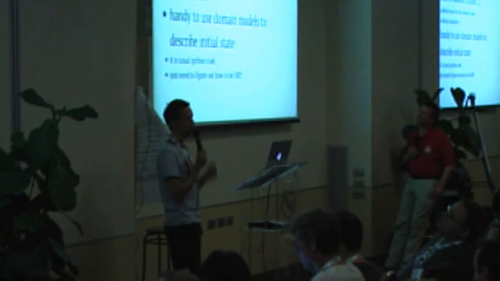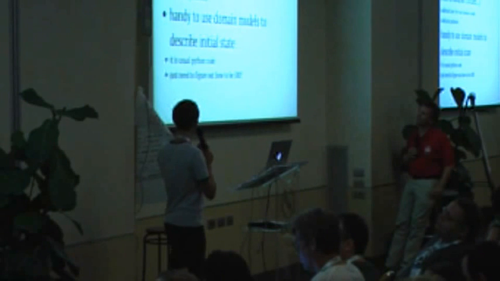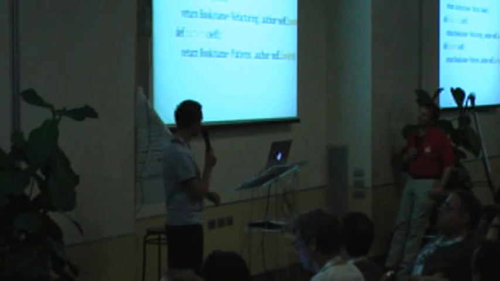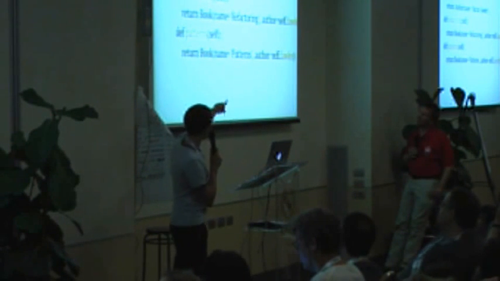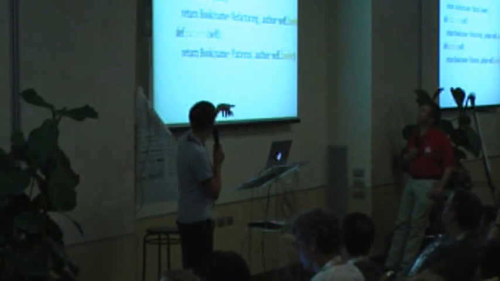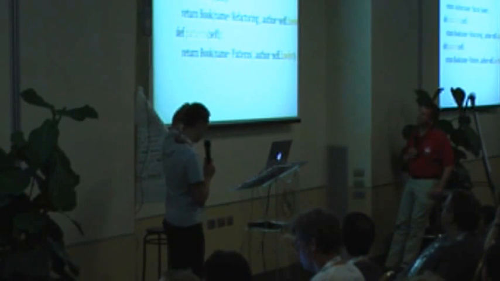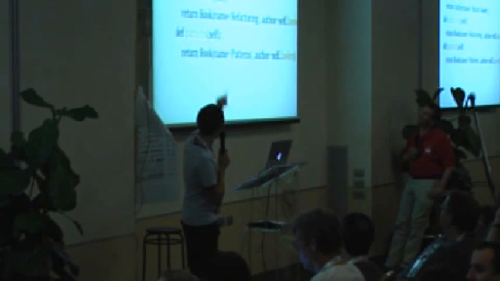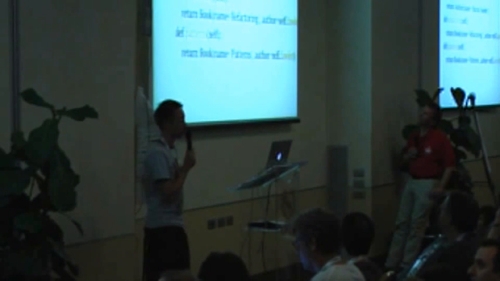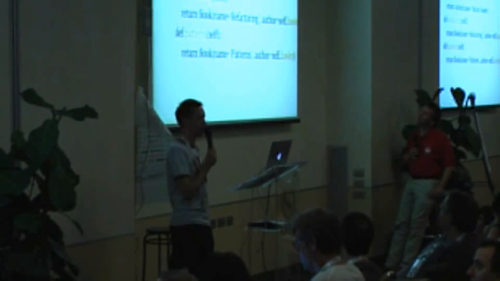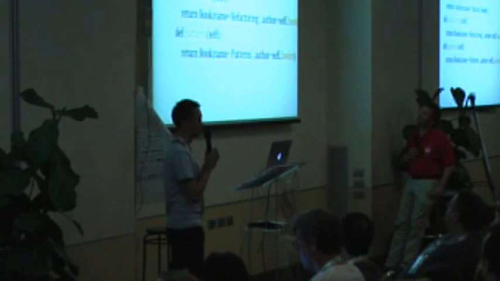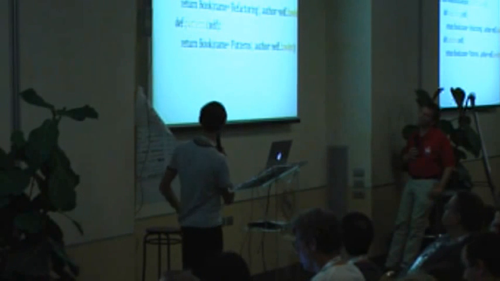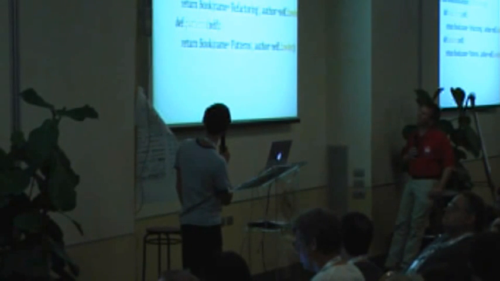Then we decided to use our models to describe initial state. We just needed to figure out how to be DRY. So we used Python. Oh, you didn't see. That's self.fowler. I want to point out that they are using methods as properties. This is a sample of data that represents imaginary bookshop data. So we can use that to be DRY.